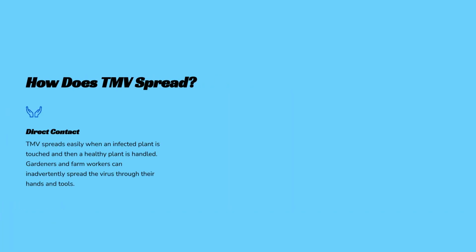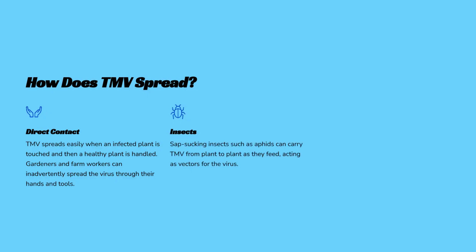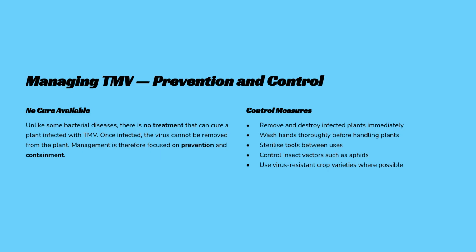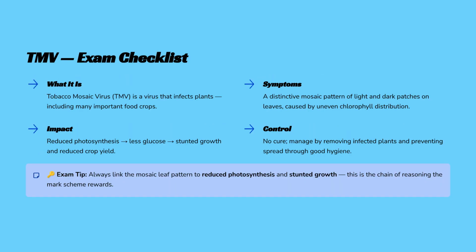TMV spreads through direct contact, such as gardeners touching an infected plant and then a healthy one. It is also carried by sap-sucking insects like aphids and can persist in soil and plant debris long after an infected plant is removed. Since there is no cure for TMV, management focuses on prevention. Control measures include removing infected plants immediately, washing hands and sterilizing tools before handling healthy plants, and controlling insect populations that act as vectors.